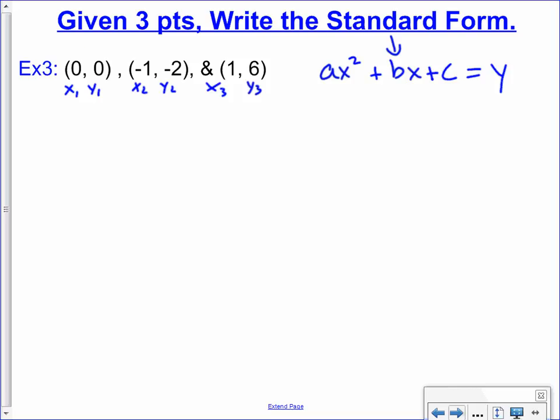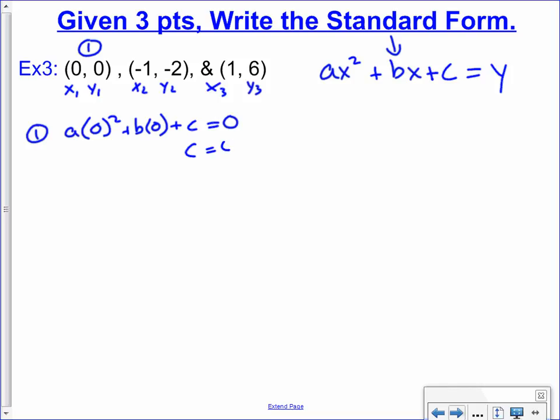Okay, equation number one. Using 0, 0 as your x and y, if you plug it into that equation, you plug in 0 for x and 0 for y, you would get a times 0 squared plus b times 0 plus c is equal to 0. Simplifying that, a times 0 is 0, b times 0 is 0. C is 0. So we found one of the ABCs.